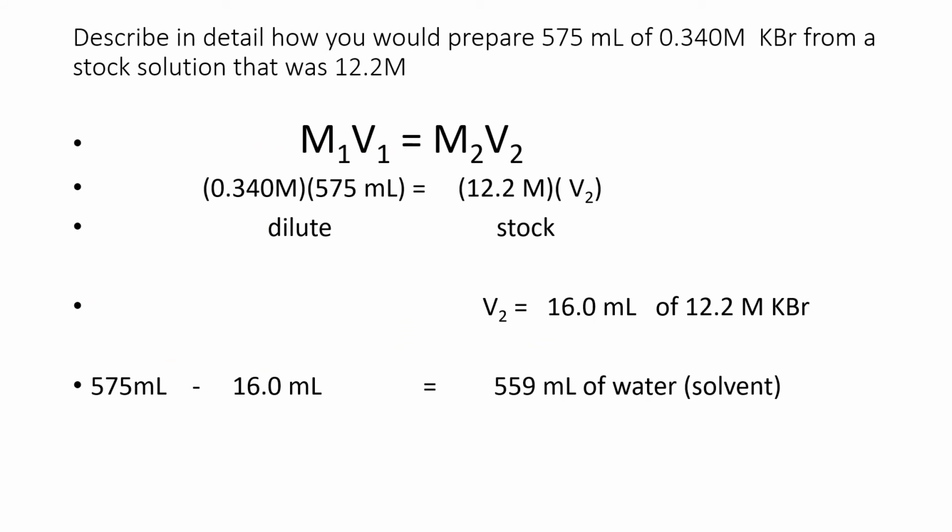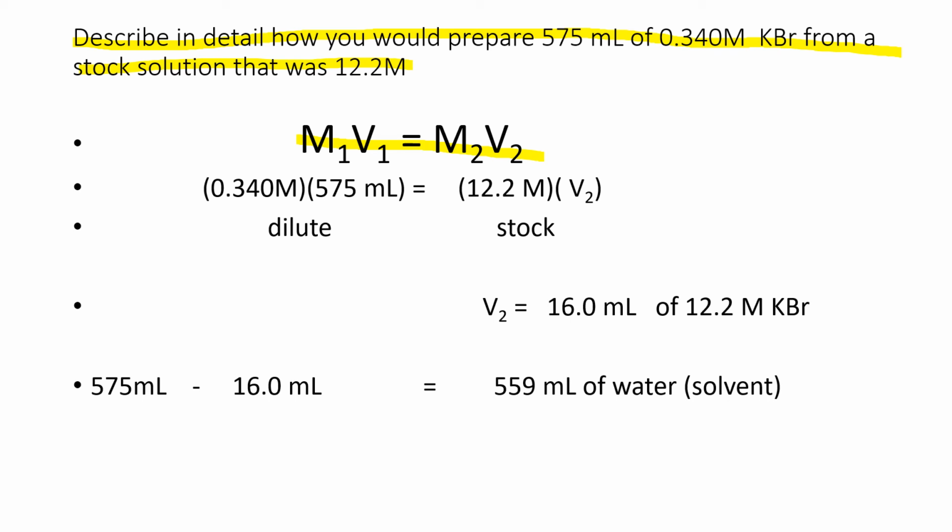Let's actually look at a specific dilution problem. This problem says, describe in detail how you would prepare 575 milliliters of 0.340 molar KBr from a stock solution that was 12.2 molar. Well, first, how do you recognize that you're dealing with a dilution? You're asked to make a dilute solution, 0.340 molar, from a more concentrated solution. That's the very definition of doing a dilution. So if we're going to do a dilution, we're going to use M1V1 equals M2V2. That's got to be used here.